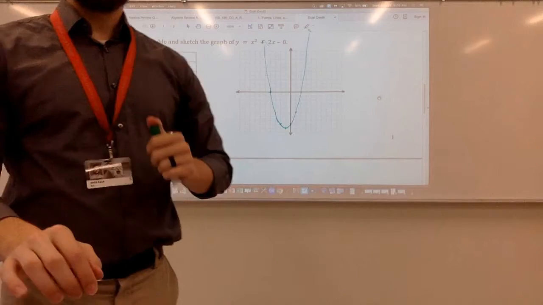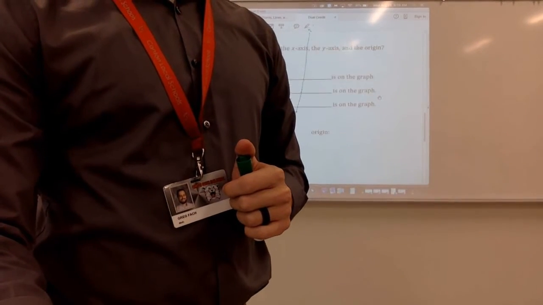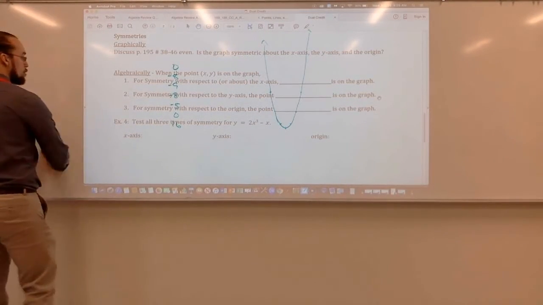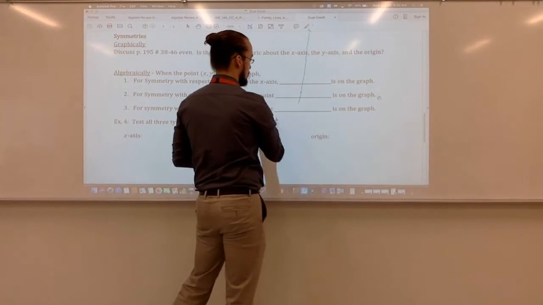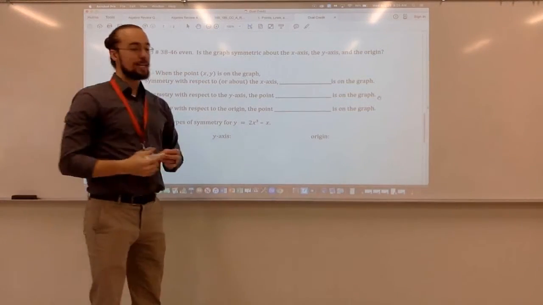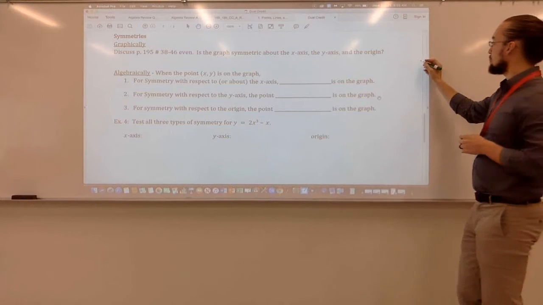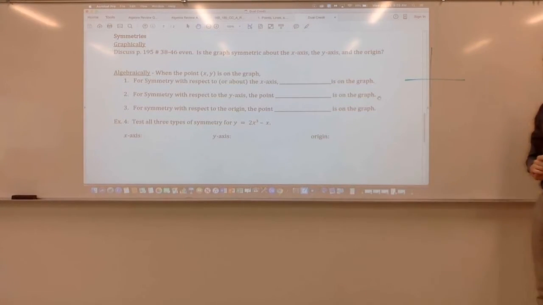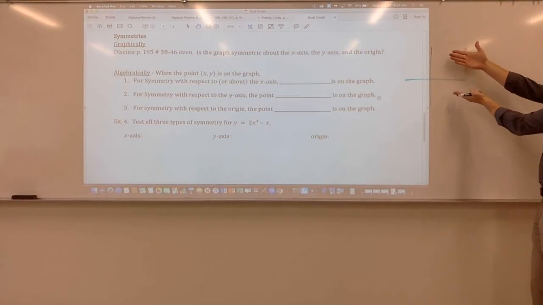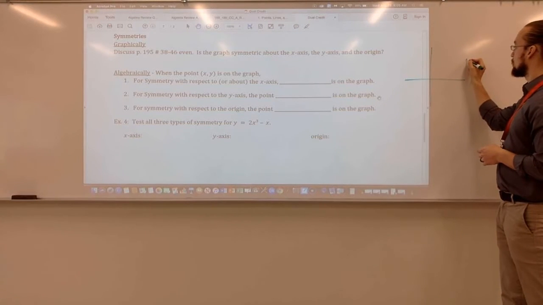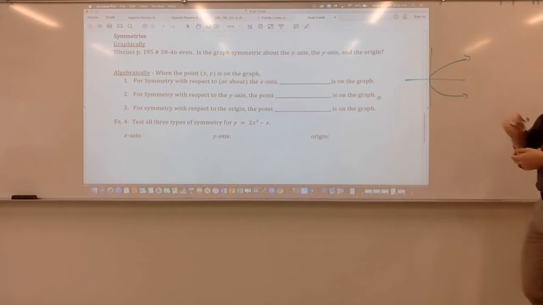All right, then next, let's talk about symmetry. We can talk about symmetry across the x-axis, the y-axis, or the origin. Graphically, for symmetry across the x-axis, we want to be able to fold something across the x-axis and it matches up. An example might look something like that.